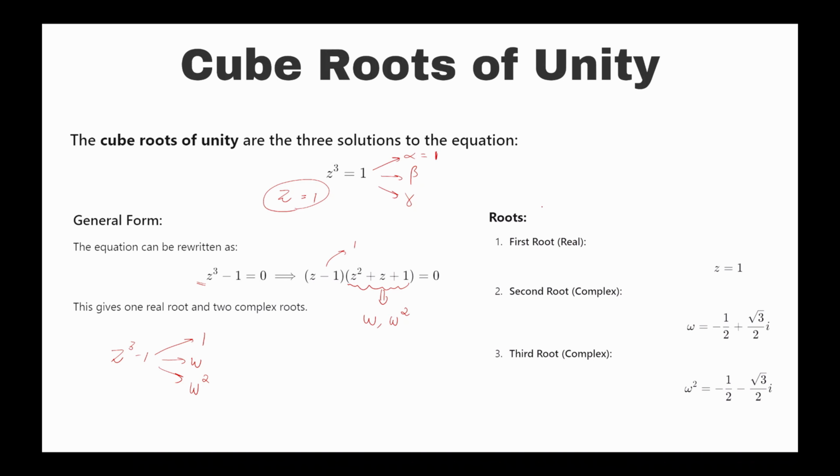So keep this in mind. Whenever you see cube roots, there are going to be 3 roots. One is going to be a real one, and the other 2 roots are going to be complex. Now you must remember the value of omega and the value of omega square.